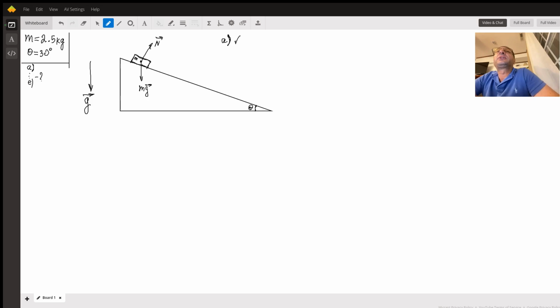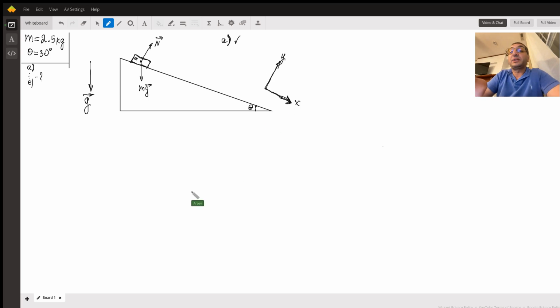Question B: determine the component of gravitational force acting parallel to the inclined plane. What do we have to do in this kind of problem, how are we going to solve it in general? First of all, you have to select a convenient x and y coordinate system. So for our convenience, let's select x and y like this. Now, we write Newton's second law.